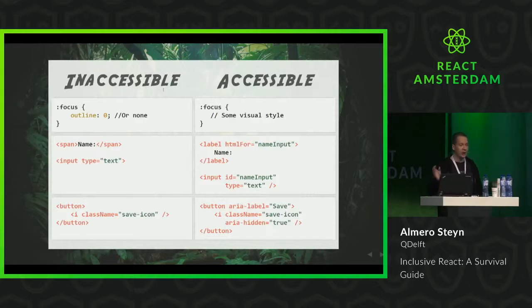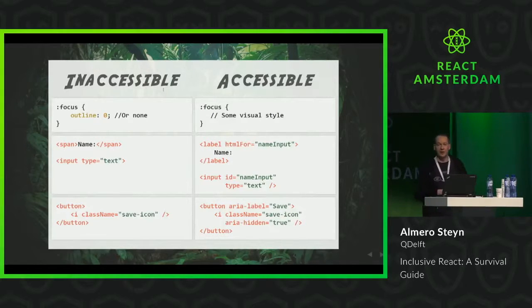And what are we looking at here? Here are some examples of code. On the left, we've got the inaccessible blocking version. On the right, the accessible fixed version. From the top down, we've got setting focus outline to 0 or none in your CSS. If you do this, keyboard users can no longer interact with your website because you take away the outline showing them which elements are currently focused. To fix it, you either don't do it, or you implement another visual style that you find more pleasing, as long as it is clear.